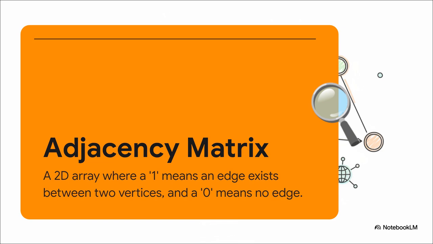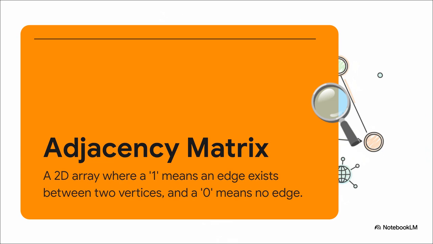Okay, method number 1 is called an adjacency matrix. The easiest way to think about it is like a spreadsheet or a grid. We list all our vertices, A, B, C, and D, down the side as rows, and also across the top as columns. Then we just fill it in. If there's a line between 2 vertices, say A and B, we just put a 1 where they intersect.